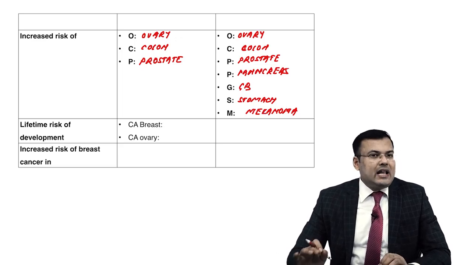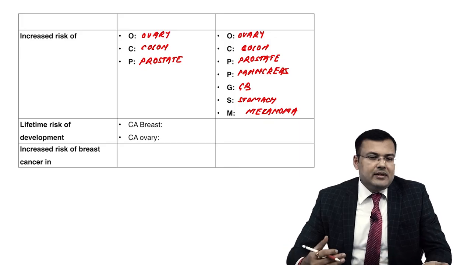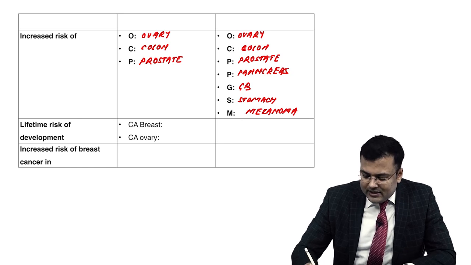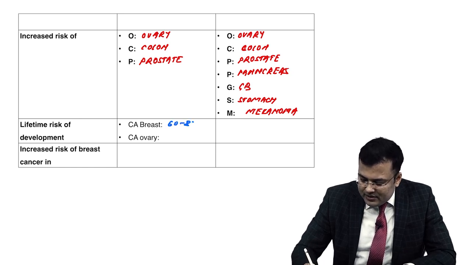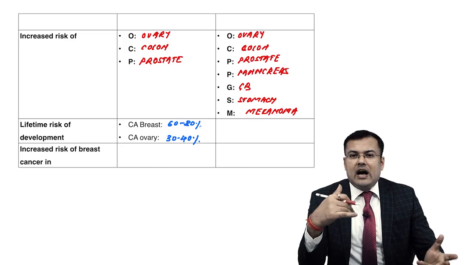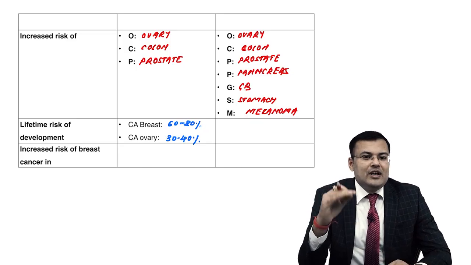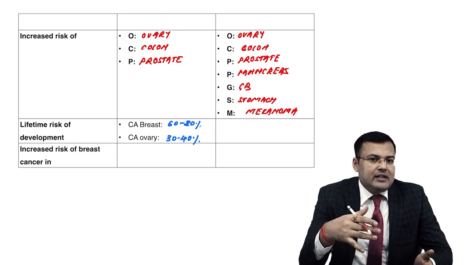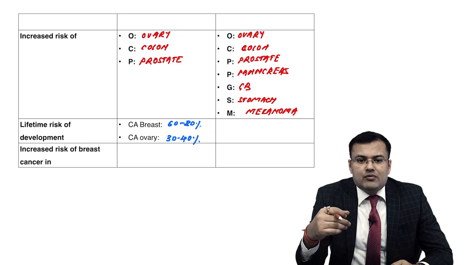Next, how much is the lifetime risk of development of carcinoma breast and carcinoma ovary if the patient has a BRCA1 mutation? Carcinoma breast lifetime risk is 60 to 80%. And lifetime risk of carcinoma ovary? It is 30 to 40%. How to remember? Risk of carcinoma ovary is just half of the risk of breast cancer. Got it? So carcinoma breast lifetime risk is 60 to 80% in BRCA1, carcinoma ovary 30 to 40%.